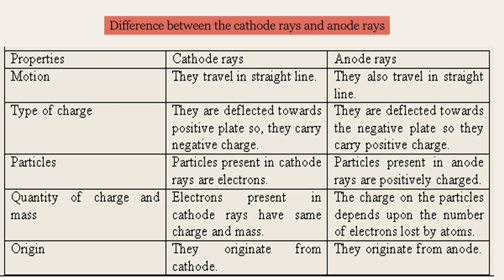Third, the particles present in cathode rays are electrons. Particles present in the anode rays are positively charged particles. Electrons present in cathode rays have the same charge and mass, but the charge on the particles in anode rays depends on the number of electrons lost by atoms. Last, cathode rays originate from the cathode and these anode rays originate from the anode.